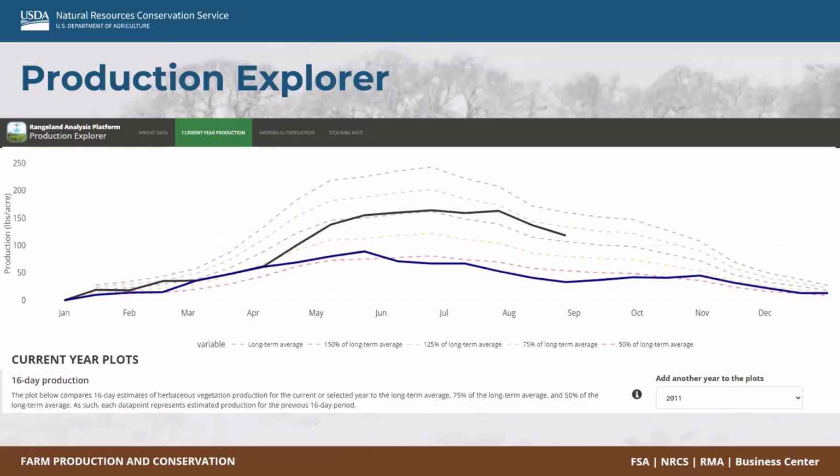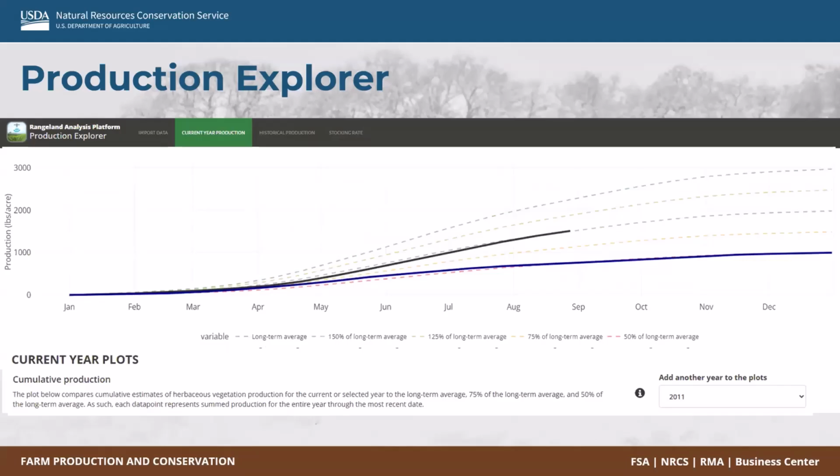So you can see that black line there, that's 2025. It's not completed yet. And you can see there's that growth curve. Remember that plant growth curve? Well, here it is on the line as far as production goes on that satellite imagery. You can see we're somewhere between the long-term average and the 125% line. So, an above average year, which I would agree with here. And then for contrast, again, that blue line, you can load any year that you'd like to compare. You can see that was 2011. And you can see at times in 2011, we were 50% below the long-term average.